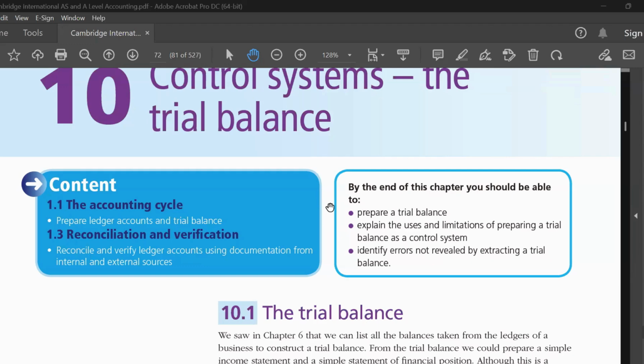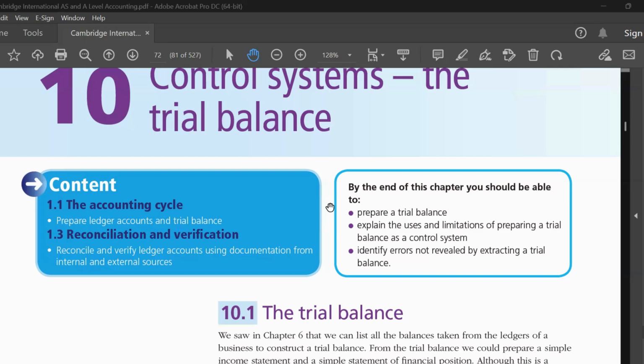And everybody knows that the trial balance is considered a control system in the accounting world because it acts as a checkpoint so that you're sure that the total debits are equal to the total of the credits. Because of this, it will help you to identify errors and confirm the integrity of the double entry system.